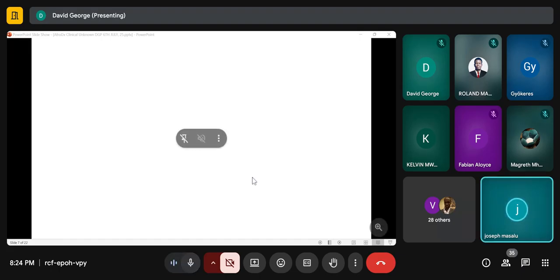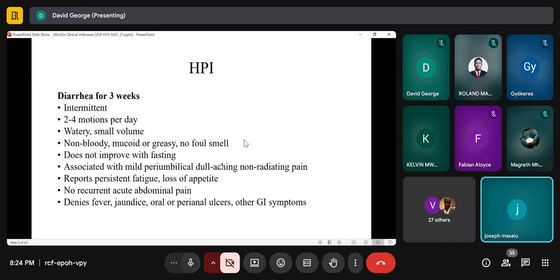Yeah. So can I see the slides? I think this is a very intriguing case, by the way, just because there is a rash. So I love the rashes. Can I see the slide? Yeah. Yeah.